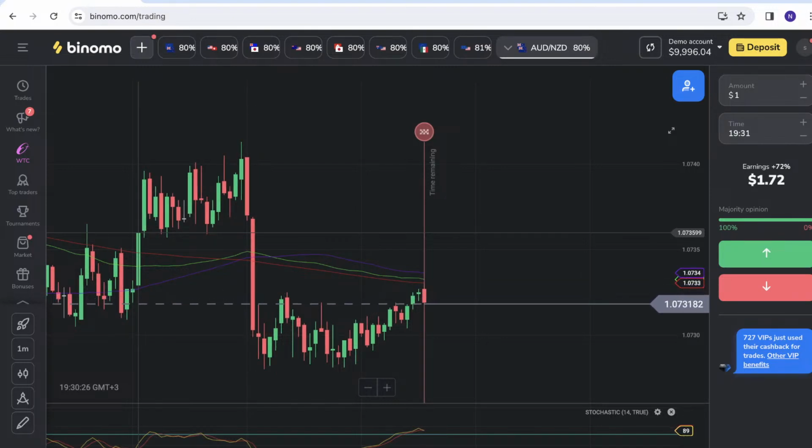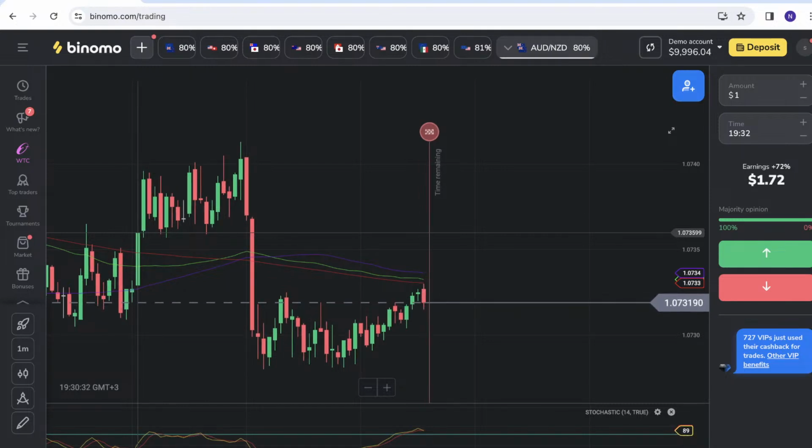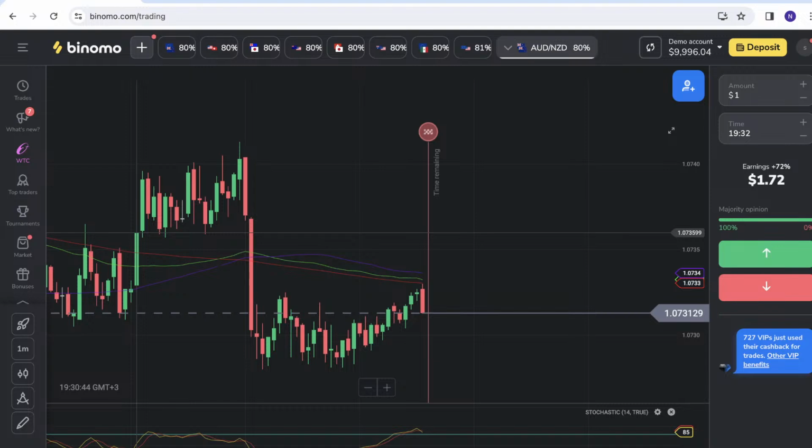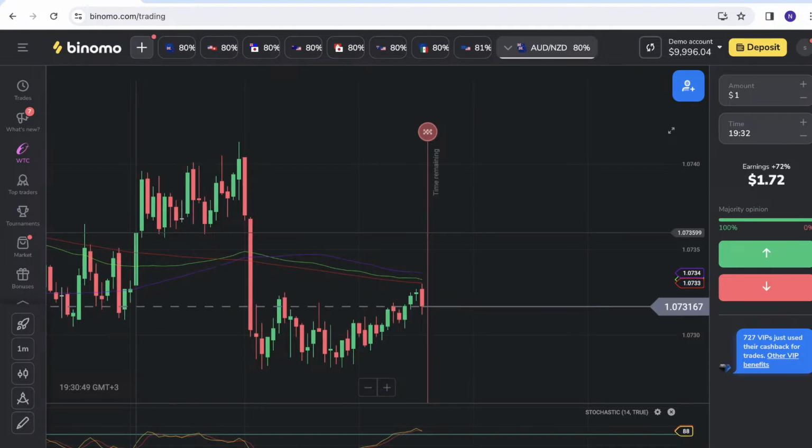So, dear traders, I think that's all. I just wanted to show you how we use support and resistance lines with the help of indicators. Today we tried to use three different simple moving averages in different periods, and we also tried to get additional signals from the stochastic oscillator.